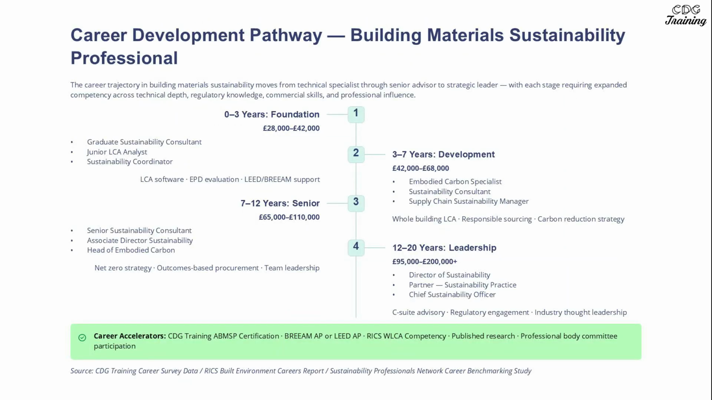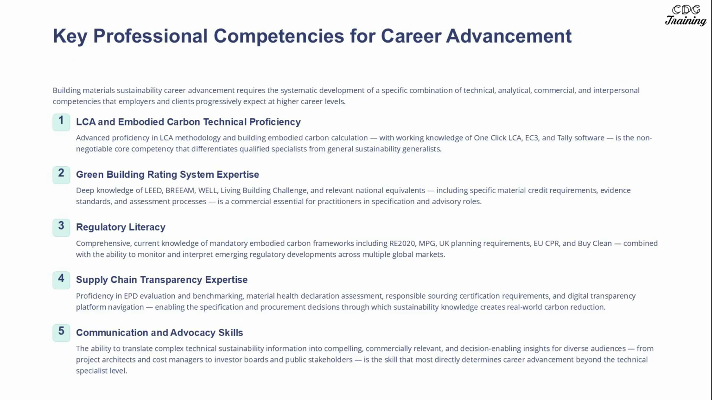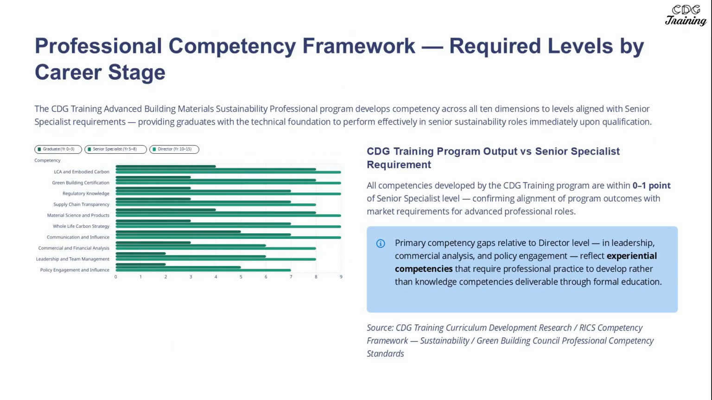The career development pathway for sustainability professionals includes foundational, developmental, and leadership stages, each offering opportunities for growth and specialization. Key competencies for career advancement include technical proficiency, regulatory literacy, and communication skills. These are essential for leading in the field of building materials sustainability. The competency framework outlines the required levels at each career stage, ensuring professionals meet industry standards and advance effectively in their careers.